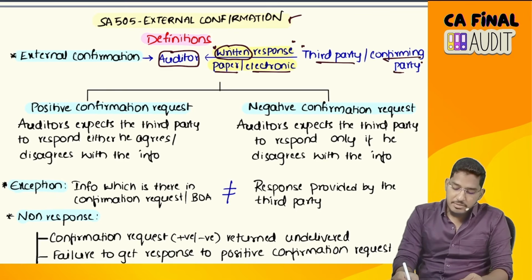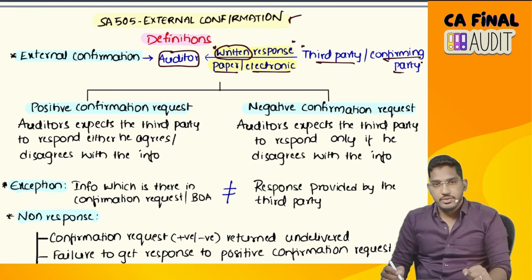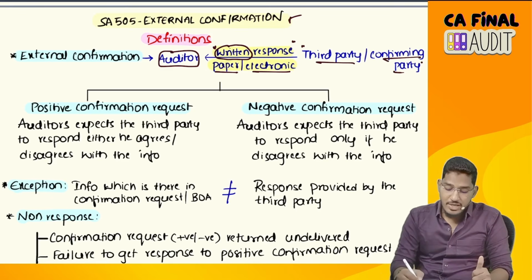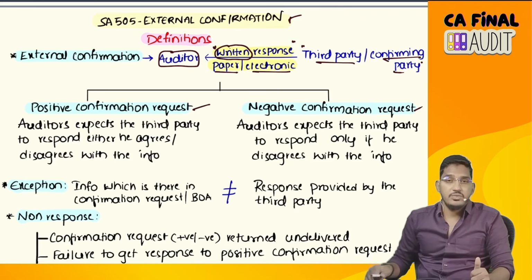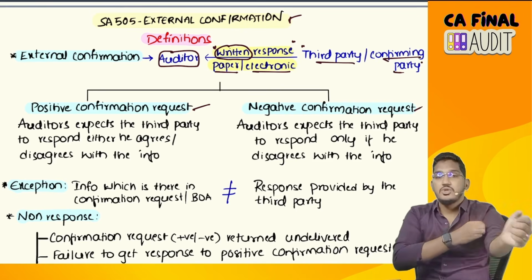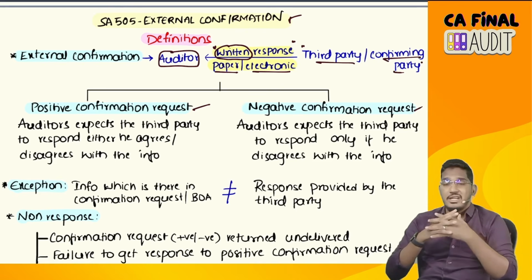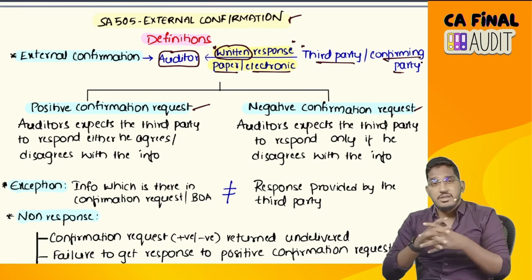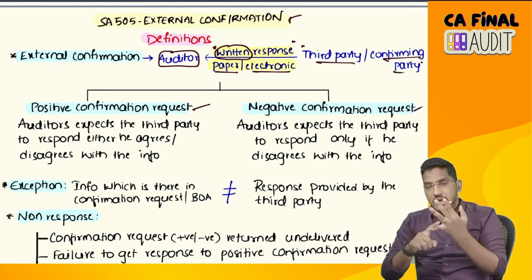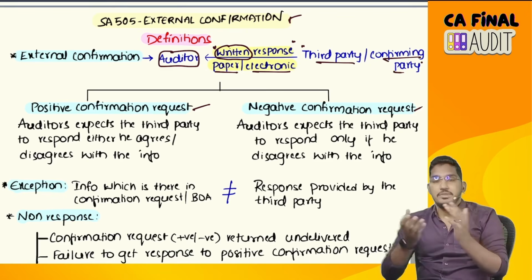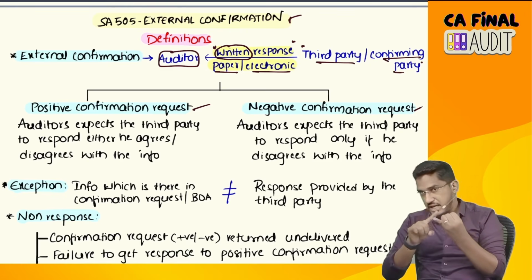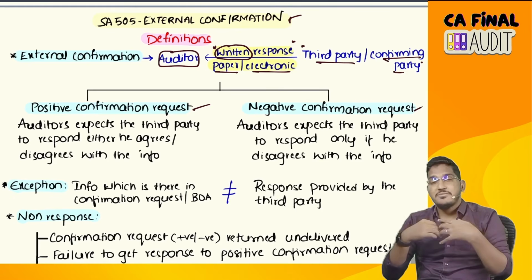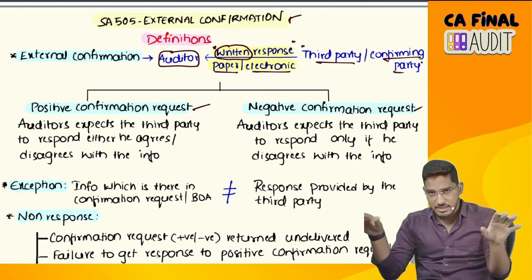And these external confirmation requests can be broadly divided into two categories. Number one is the positive confirmation request, and number two is the negative confirmation request. What is a positive confirmation request? What is a negative confirmation request? We'll try to understand it simply. A positive confirmation request refers to a request where the auditor expects the third party to respond, whether he agrees with the information or disagrees. That means I'm expecting a response from the third party in all circumstances.